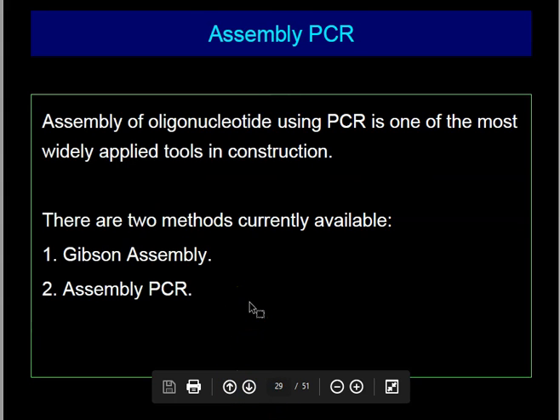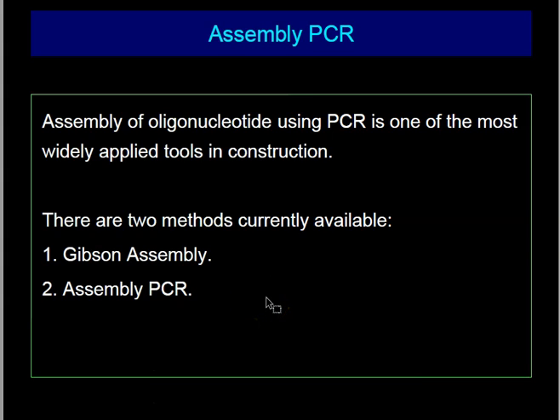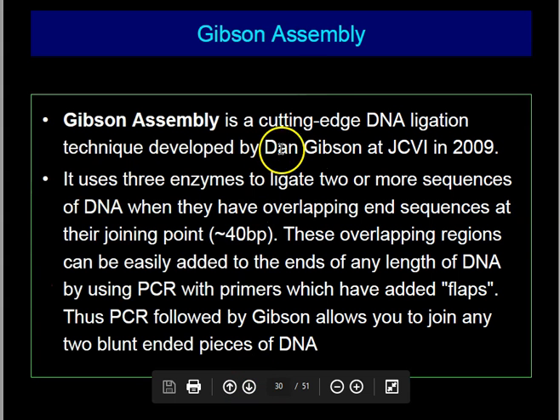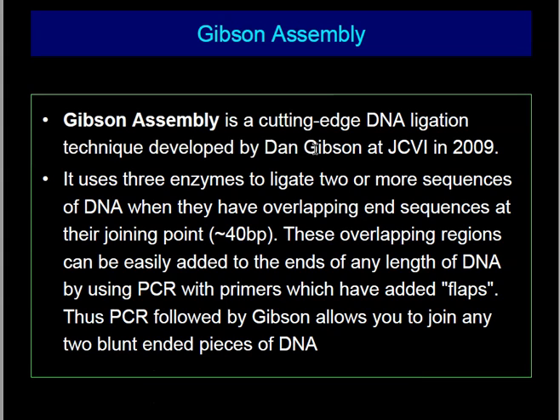We move on now to specific techniques associated with synthetic biology, and there are two basic techniques. The first one is Gibson assembly, and the second one is assembly PCR. Among these, Gibson assembly is the more advanced technique which is routinely used in synthetic biology laboratories. Gibson assembly is basically a DNA ligation technique which was developed by Dan Gibson at the J. Craig Venter Institute in 2009.